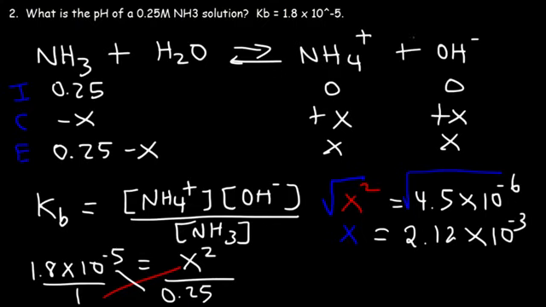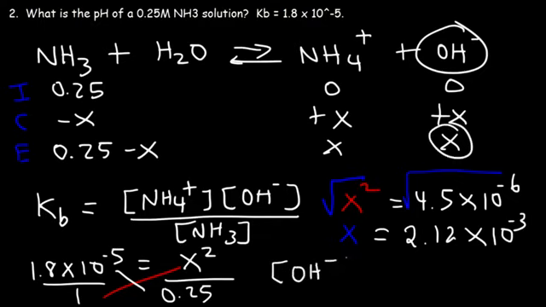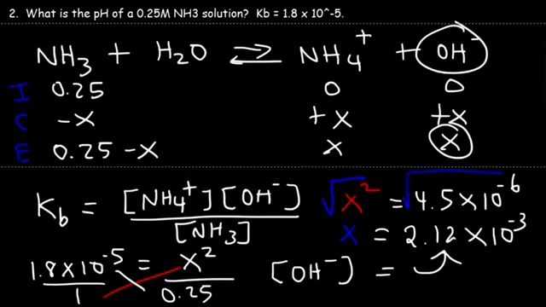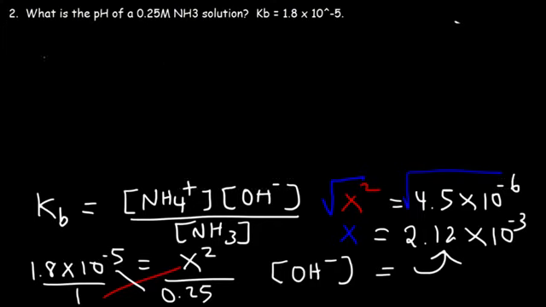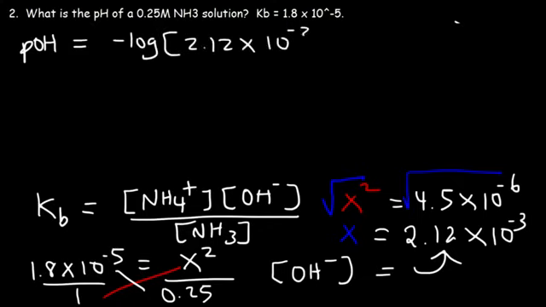Now that we have the value of x, we have the concentration of hydroxide, which means we could find the pOH of the solution. So the pOH is negative log of the hydroxide concentration, or of 2.12 times 10 to the minus 3. So this is equal to 2.67.